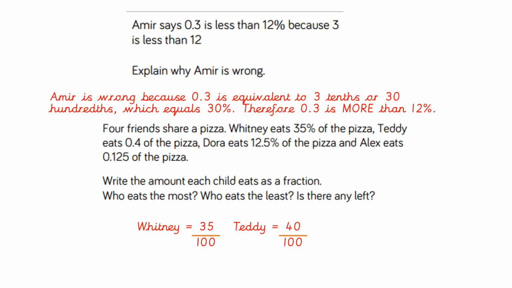Or if you've only done half of it. 4 friends share a pizza. Whitney eats 35% of the pizza, Teddy eats 0.4 of the pizza, Dora eats 12.5%, and Alex eats 0.125. Write the amount each child eats as a fraction. So for Whitney and Teddy, it's quite straightforward because we can see that Whitney's got 35%, so it's 35 out of 100. Teddy eats 0.4, which is 4/10 or 40/100. So I'm just going to do the next bit on the next slide.